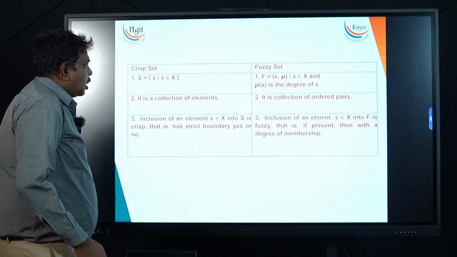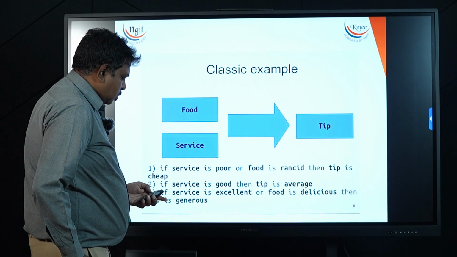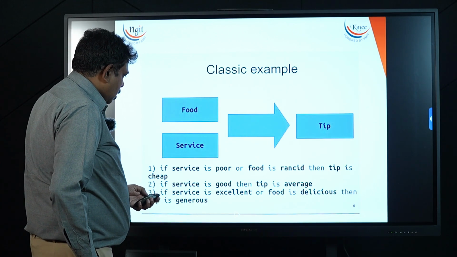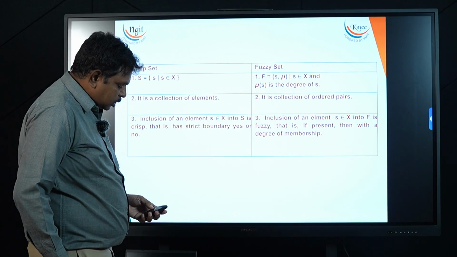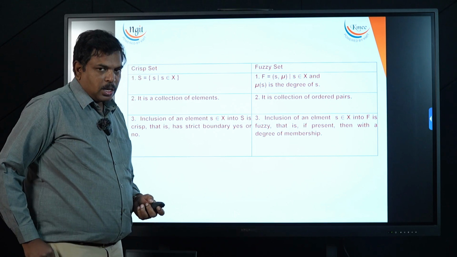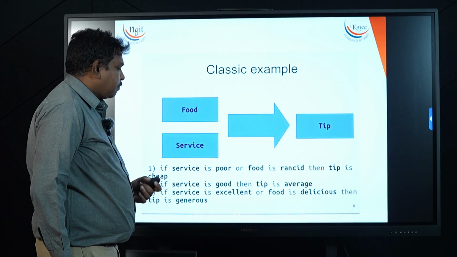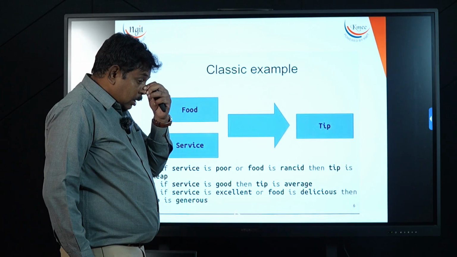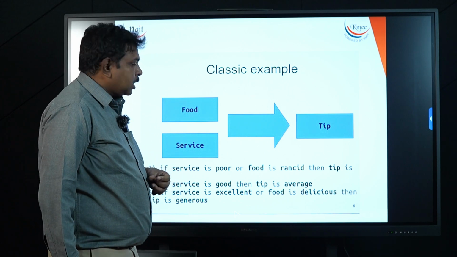So how is this fuzzy logic used in our control systems? Control systems have to take decisions. Decision making is difficult without fuzzy logic. Let us see one example.